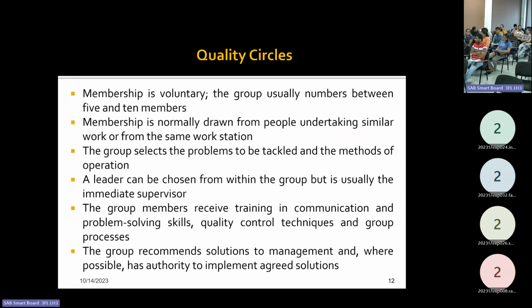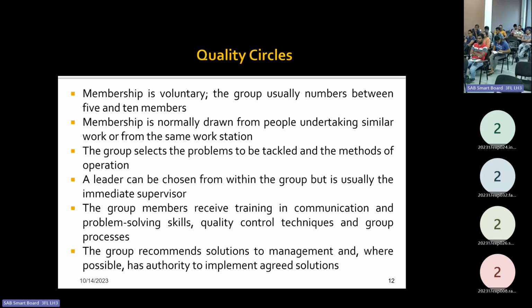Then this is about quality circles. It is another example of those teams. Here, members are coming from different backgrounds. It's a small group with 5 to 10 members in a circle. Then members select the problems to be handled and the methods of operations. The leader is also selected from the group, no? Mostly he or she can be an immediate supervisor.